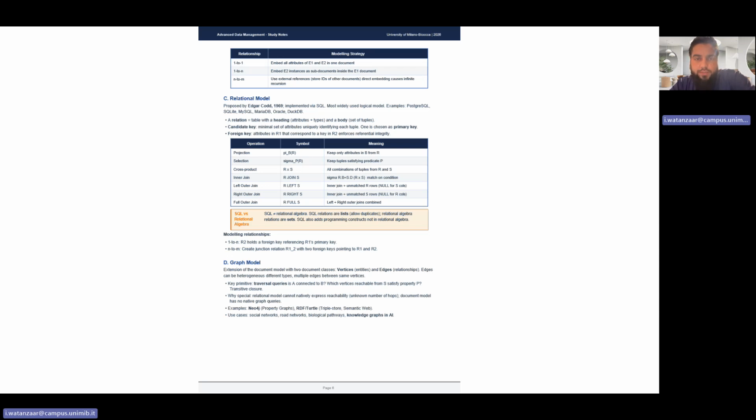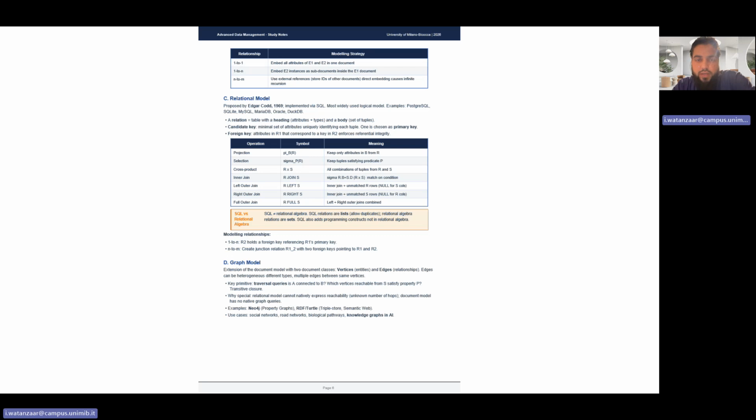The cross product is R multiply S. So these are two different tables, and we take all combinations of tuples from R and S. So this is a cross product. Then we have inner join, R join S. It is basically joined on a match of conditions from two different tables. So we are joining them on a specific condition. Especially in this case, if you see, we have two tables R and S, and we are joining them on B and D. B and D are special IDs in these two different tables. So we call them inner join.